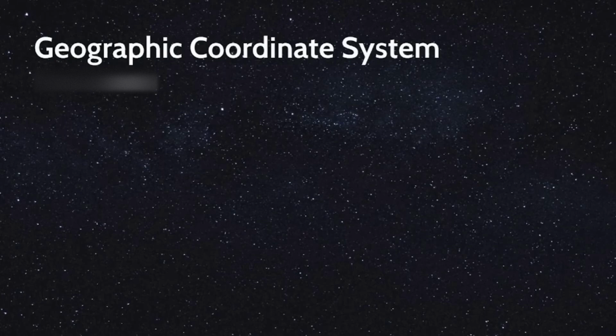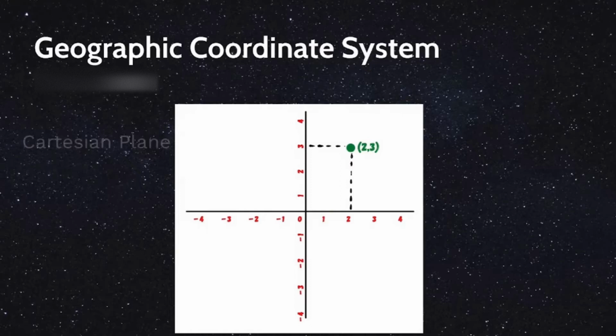In this video, we will discuss the geographic coordinate system. In this Cartesian plane, the location of the green point is denoted by 2, 3. That means this point is located at 2 units in x direction and 3 units in y direction.